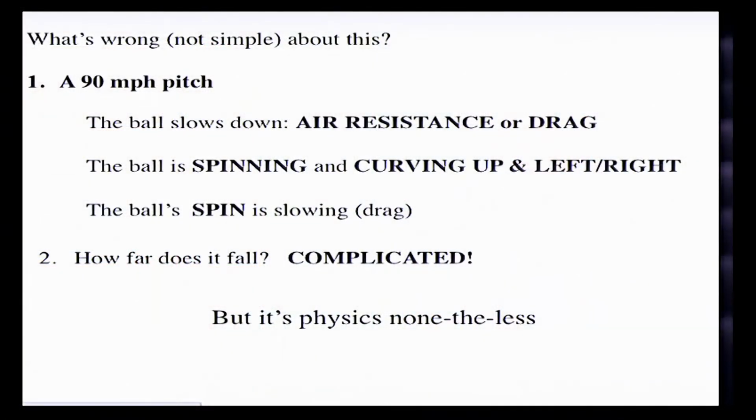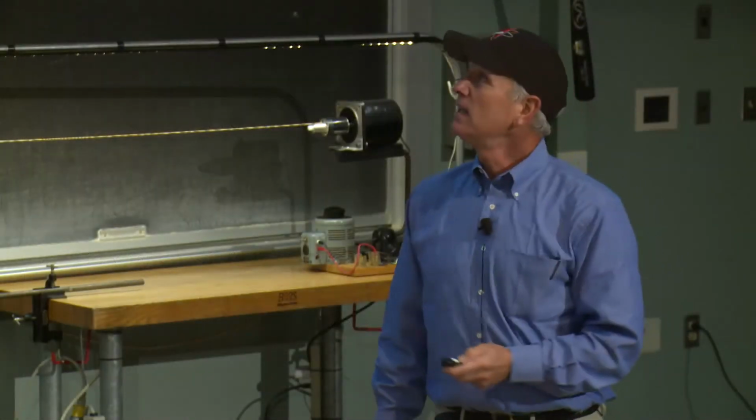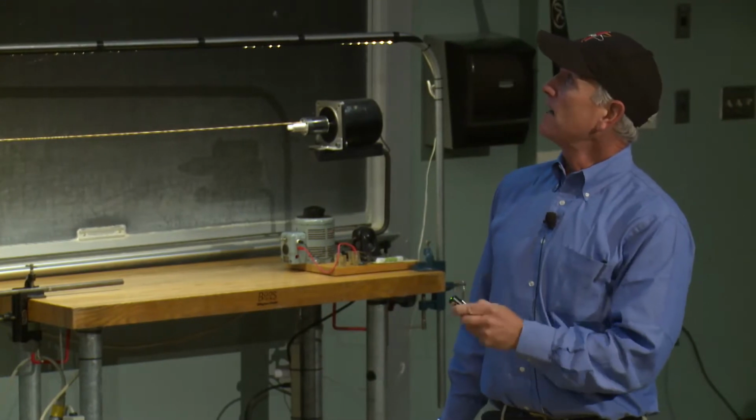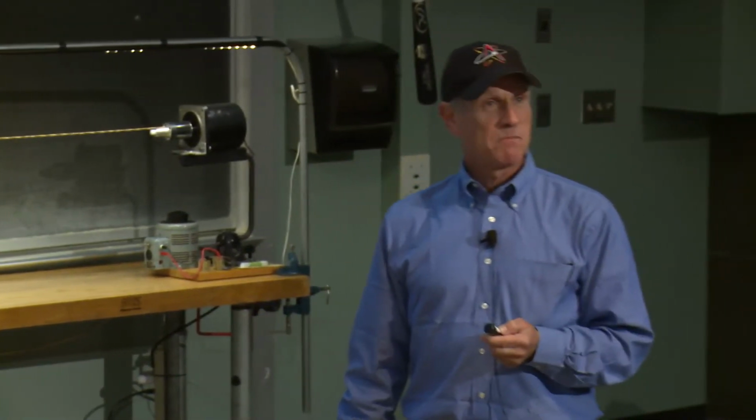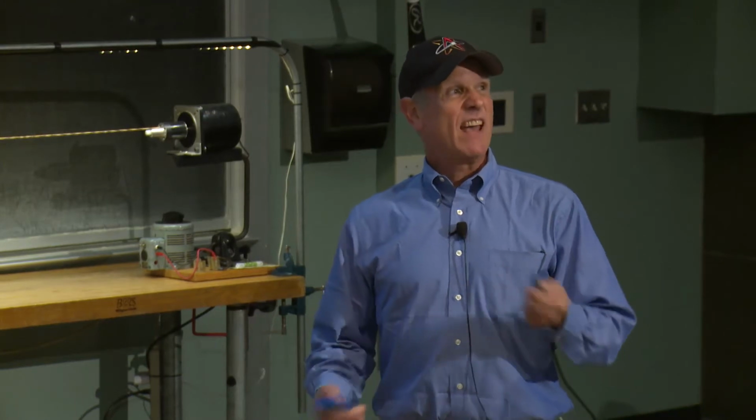For the 90 mile per hour pitch, well, there's air resistance. There's drag on the ball, so it slows down. When we see a 95 mile an hour pitch or 100 mile an hour fastball, that's the starting speed. That's the maximum speed that it has. Right when it leaves the pitcher's hand, it slows down, and that's because of air resistance or drag. The ball is spinning, and as a consequence of spinning, it curves in many different directions, and that's what gives a pitcher an advantage over the batter.